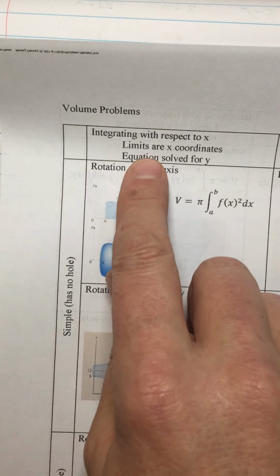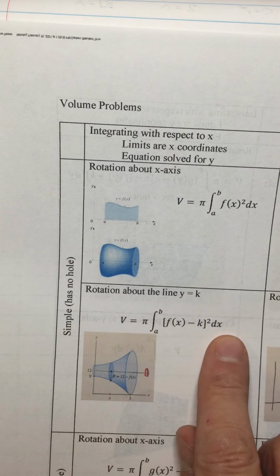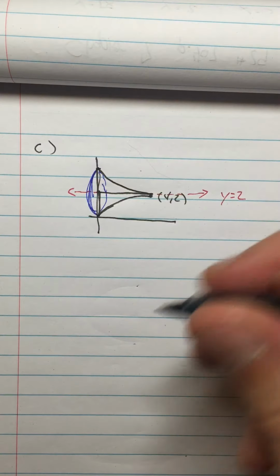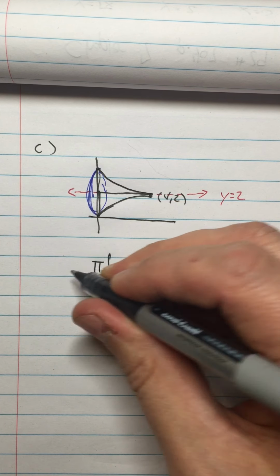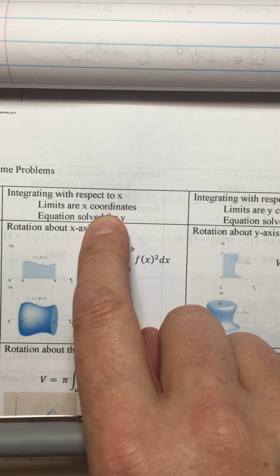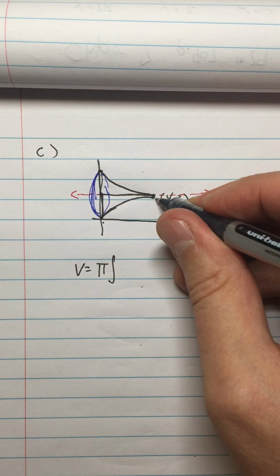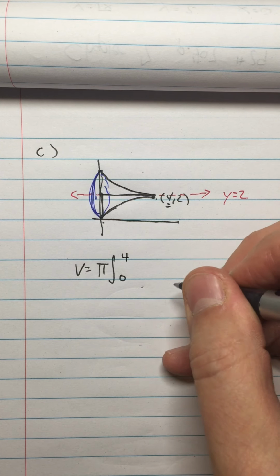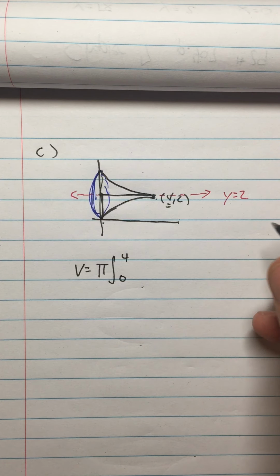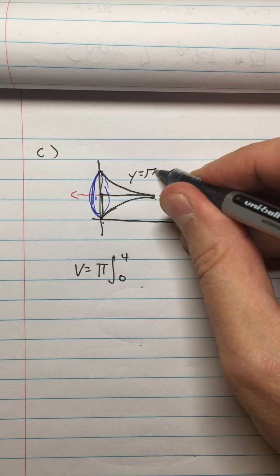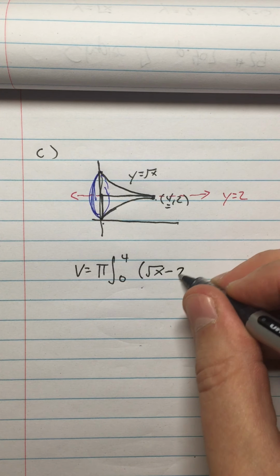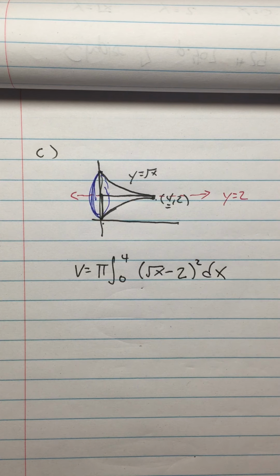So this is what we're going to do. We want our equation solved for x, we want dx, and we want f of x minus k. So we're going to do the integral. Since we're integrating with respect to x, we're on this side of the sheet. Our limits are x coordinates, so we're going from 0 to 4. And I have to do f of x minus k in parentheses squared. So my f of x, let's remember, was y equals square root x. So square root x minus my k, which is 2, squared dx. Boom. And do that integral.